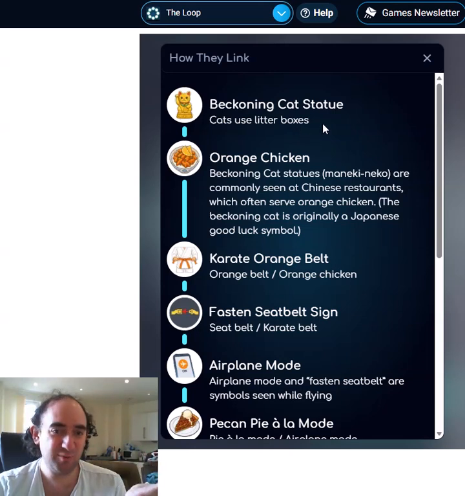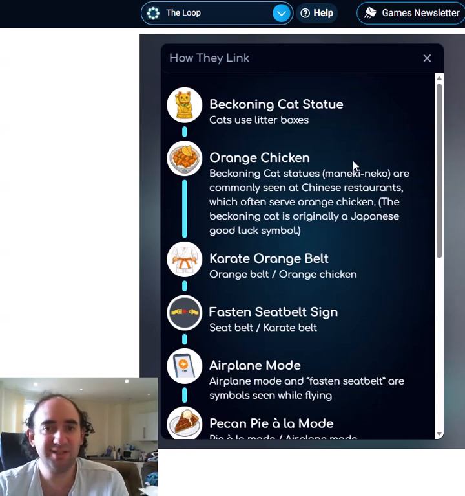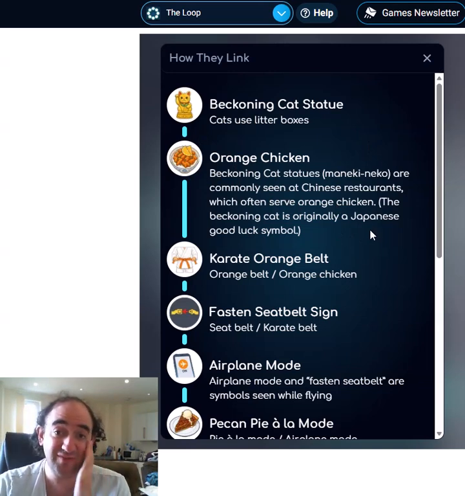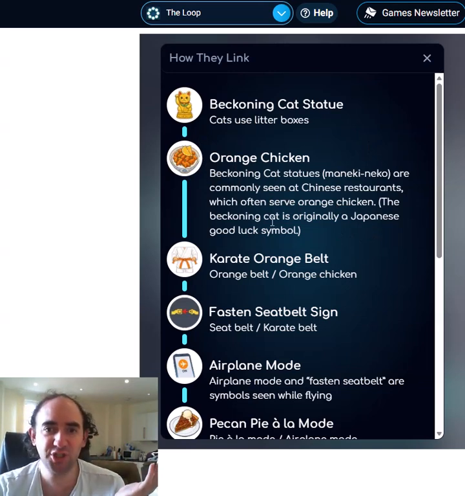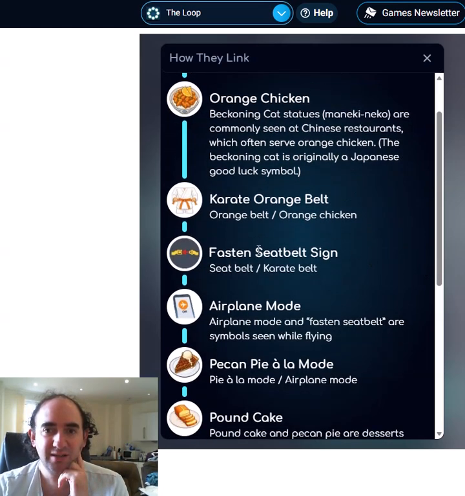Cats use litter boxes. We worked that out. That is orange chicken. So a beckoning cat statue is commonly seen at a Chinese restaurant, which often serves orange chicken. I said that. I didn't recognise orange chicken, fair enough, but we put that next to the cat in the end. That is orange chicken, and that is an orange belt. I suppose maybe I should have worked out that they were the same colour, but that's a little bit tenuous. They're both belts. Yeah, we worked that out.